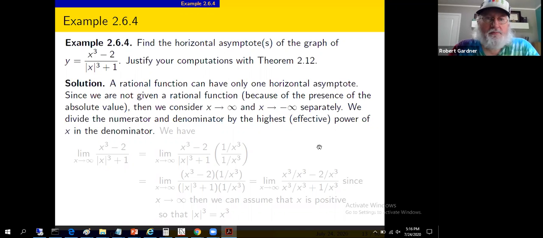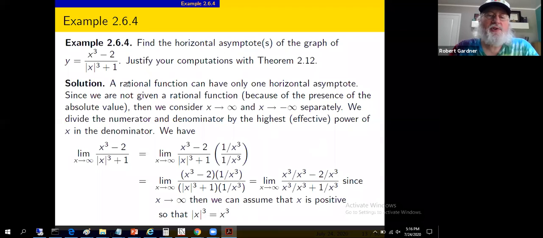Well, we'll do the same technique of dividing numerator and denominator by the effective highest power of x in the denominator. Looks like x cubed. It's the absolute value of x cubed, so that's going to have some implication. But in starting the manipulations, we'll divide numerator and denominator by x cubed. And what we've got in the denominator here, that is x cubed when x is positive, and it's the negative of x cubed when x is negative. We'll have to get rid of that absolute value, and that's how we'll do it.